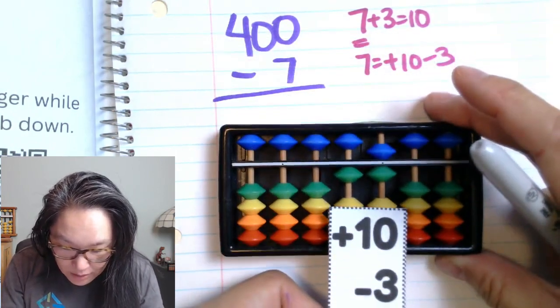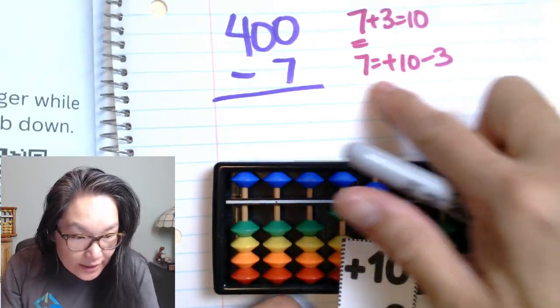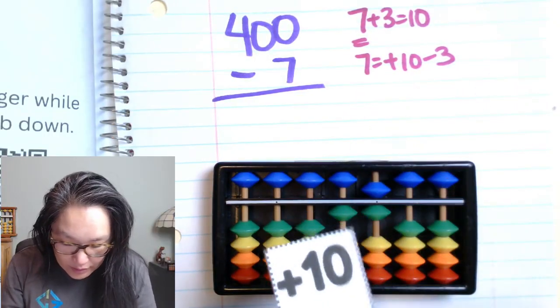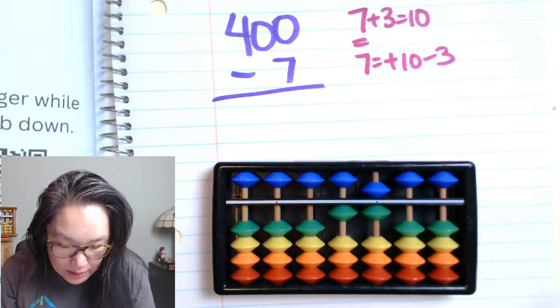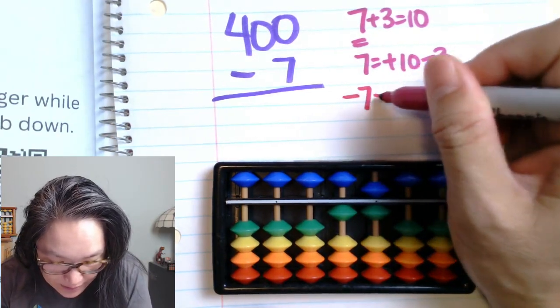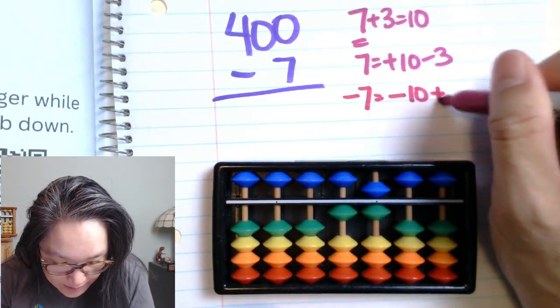All right. So this is what we're doing. We understand how to do this. So what's the opposite? Minus the 7 is equal to minus the 10 plus the 3.